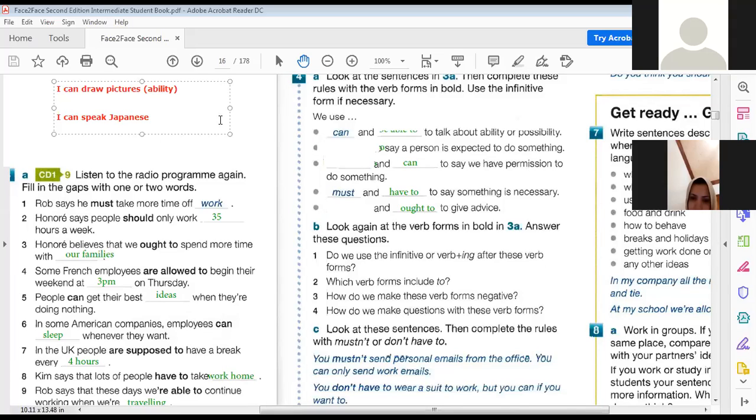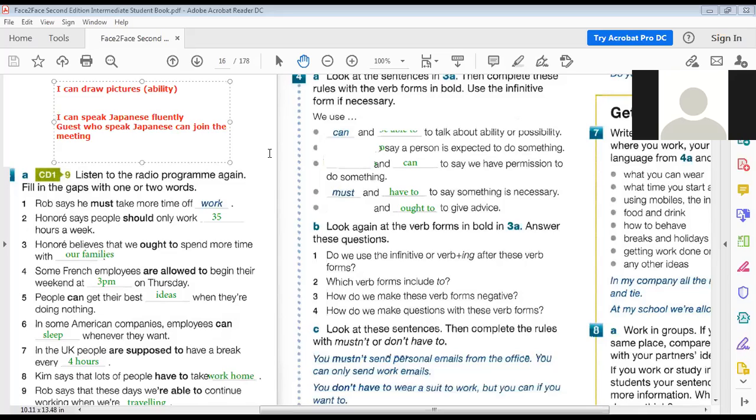Okay. I can't draw a picture of it. Sorry. The first one is ability. Yes. Okay. And the second one is possibility. Right. Correct.